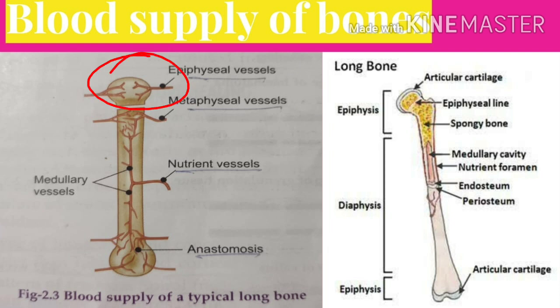Now come to the epiphyseal vessels. These are vessels which enter directly into the epiphysis. Look at the upper part of the bone. These vessels are entering directly into the epiphysis.